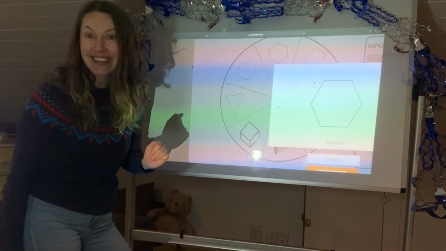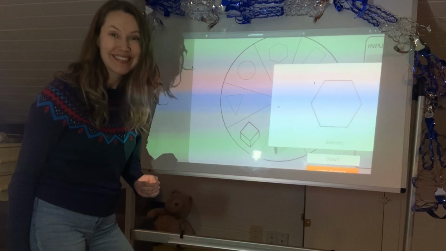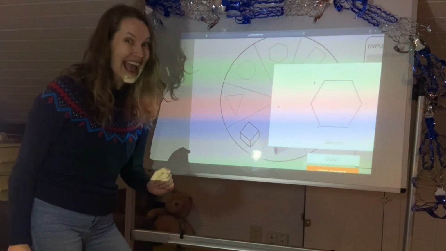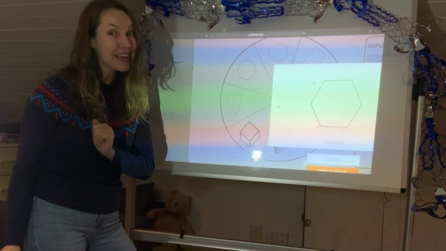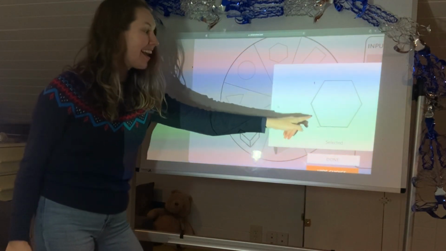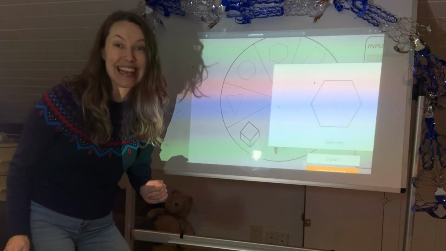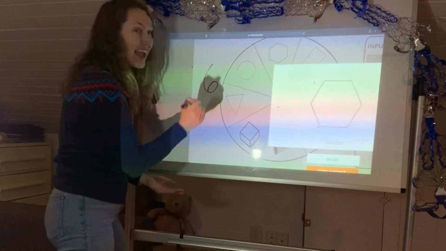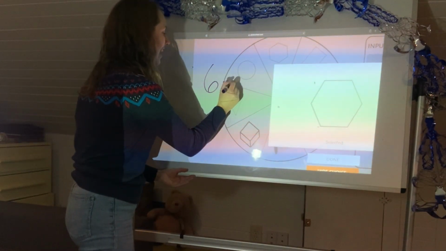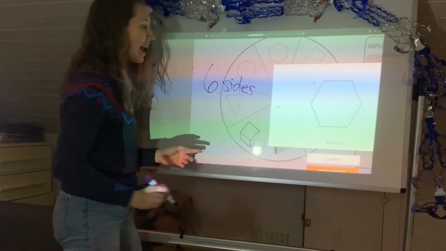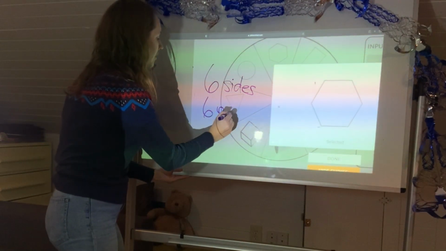All right, let's check this shape out. What do we see here? How many sides does it have? Maybe that'll give you a clue about the name. 6 sides. This shape is a hexagon. A hexagon. It has 6 sides and 6 pointy edges.